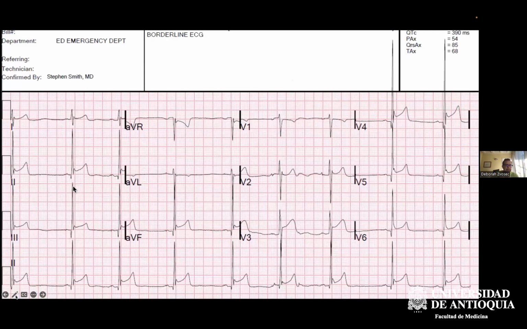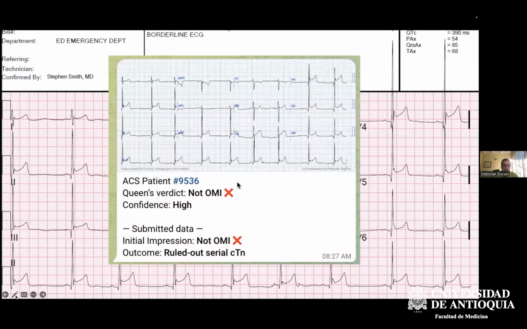How about this one? Lots of ST elevation everywhere. Patient has chest pain. What do you think? Oh, must be a STEMI, right? Well, in fact, there's so much R wave amplitude here and very prominent J waves that I can tell that this is a fake, a mimic. It is not an OMI. And if you send it to the Queen of Hearts, she knows it is not OMI with high confidence.